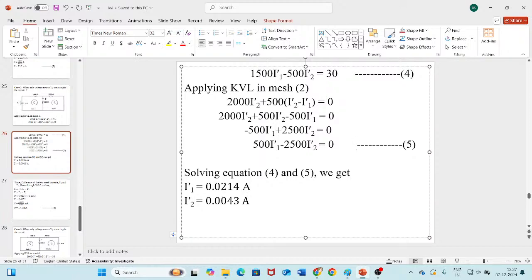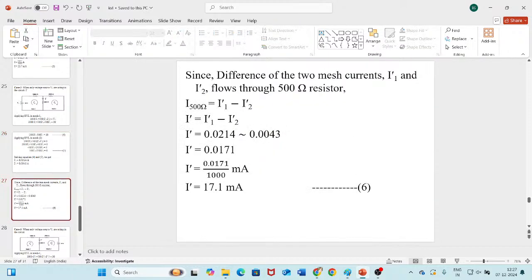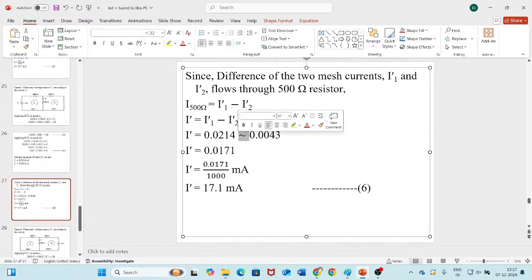I hope you are able to follow. Now let us determine the current in 500 ohms. So what is the current in 500 ohms? It is the differential current, that is I1 dash difference I2 dash. Instead of writing minus here, no need to write minus, you can write difference. See, I have written here difference.